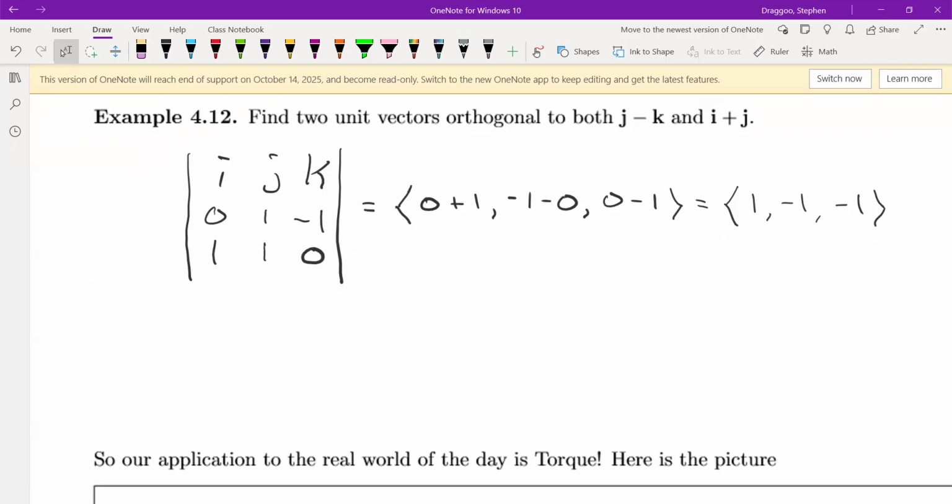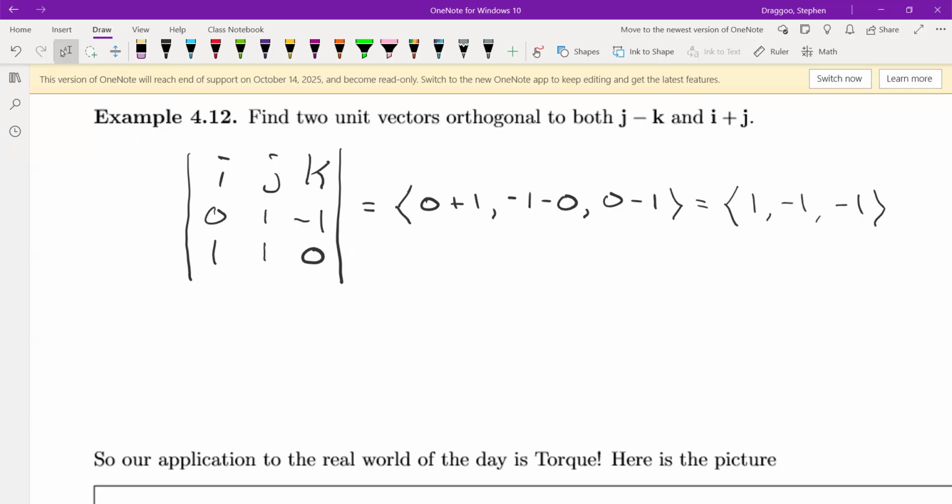So what's next? We have our two orthogonal vectors. No, we don't have our two orthogonal vectors. We have one orthogonal vector. There we go. But we want two unit vectors that are orthogonal to the vectors I started with. And the thing I have to work with is a single vector that's not a unit vector, but is at least parallel to my results. Right? If I can find two unit vectors parallel to 1, -1, -1, I'll have done my job.